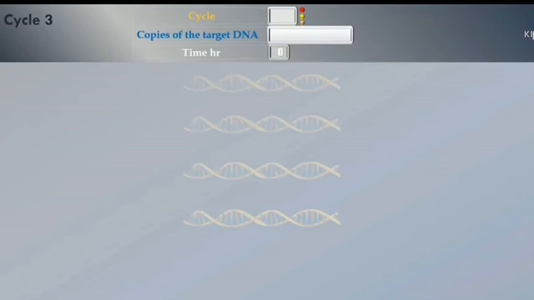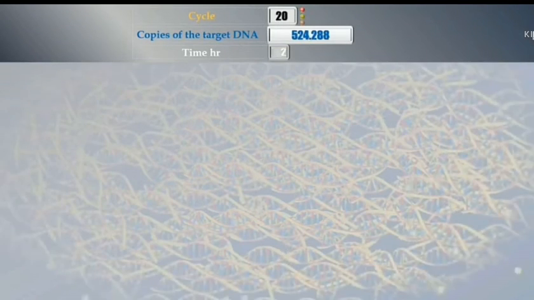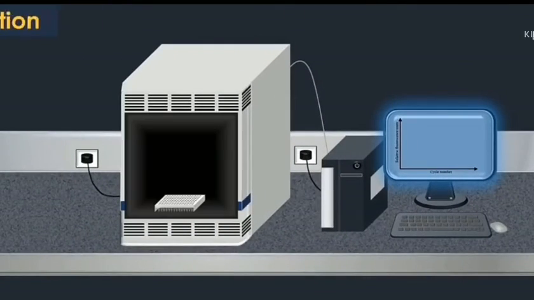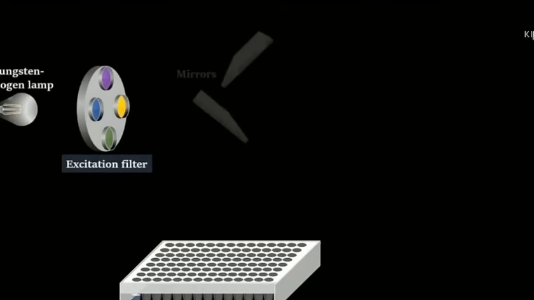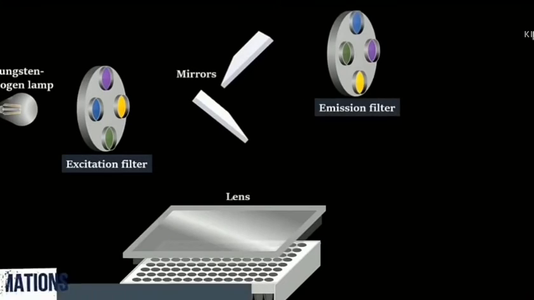The number of double-stranded DNA pieces is doubled in each cycle. Therefore, PCR can be used to analyze an extremely small amount of sample. For the measurement of the fluorescent signal, a tungsten halogen lamp, excitation filters, mirrors, lens, emission filters, and a charge-coupled device, CCD camera, are used.